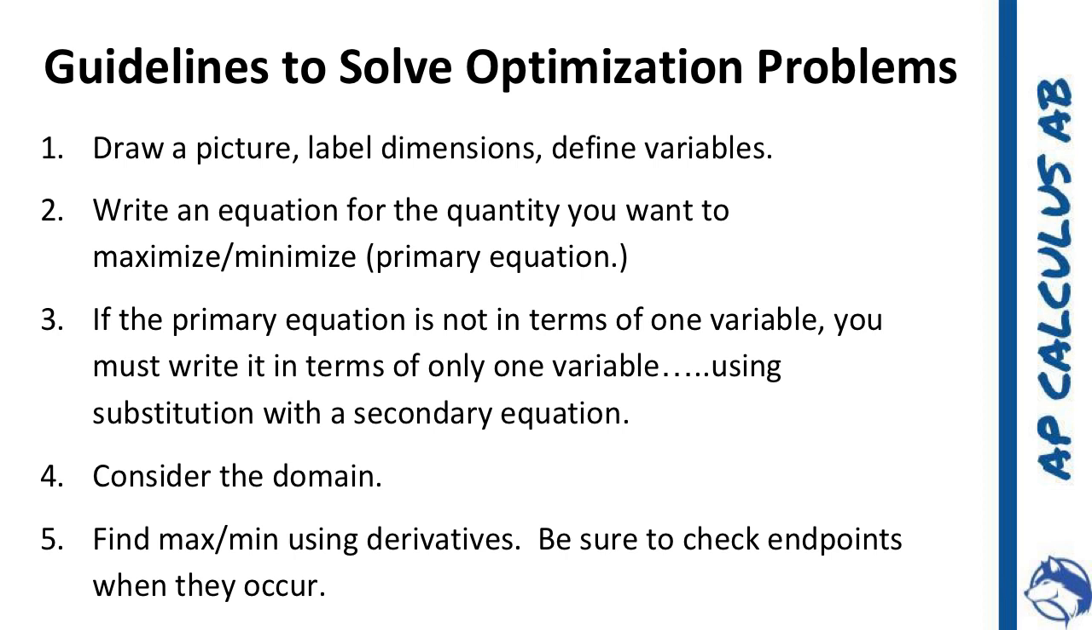Number 4 is consider the domain. The domain matters. You can't go outside of these domain restrictions. So for example, in some of these problems, negatives wouldn't make sense. And so that's something to think about. And then for number 5, we want to find the max and min using the derivative. And remember, a max and min occurs when f prime of x is equal to 0.